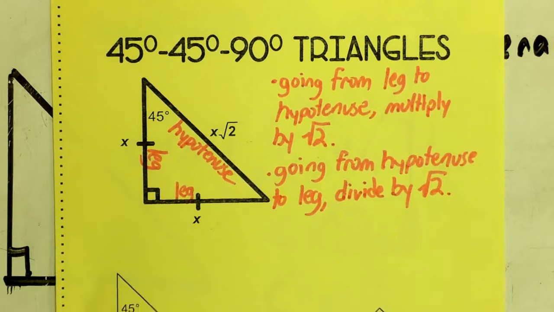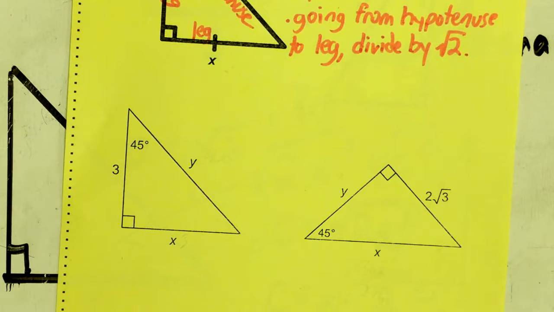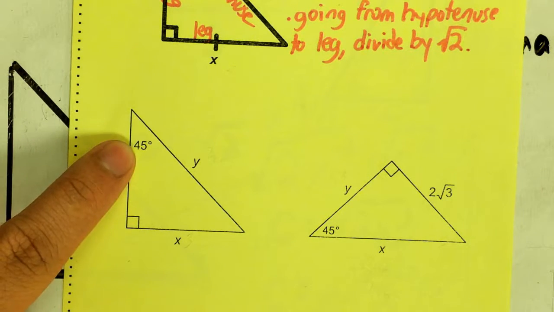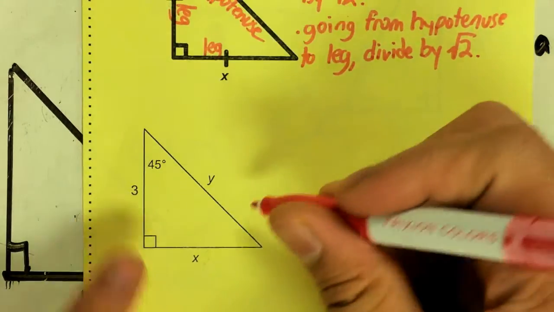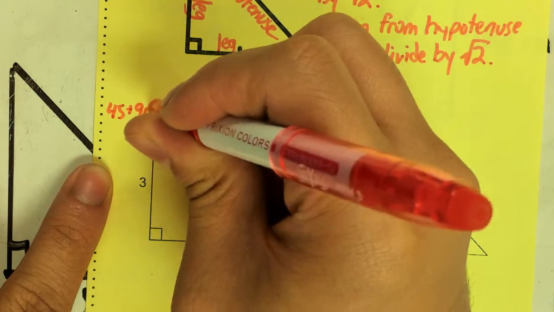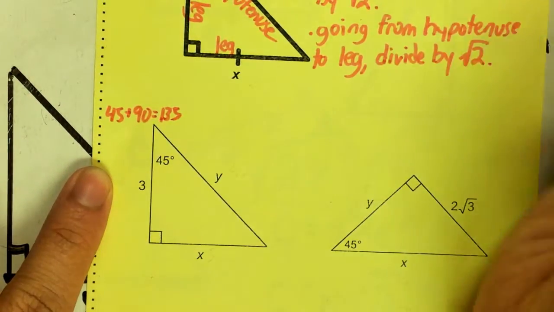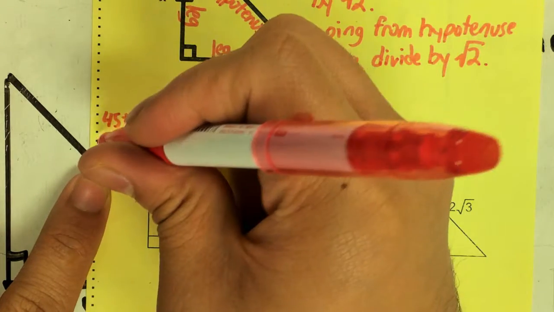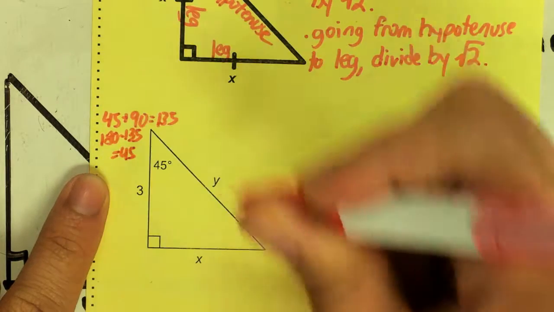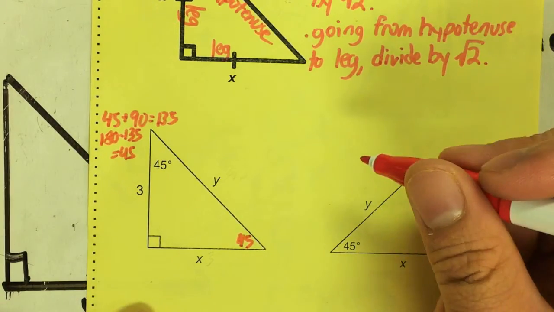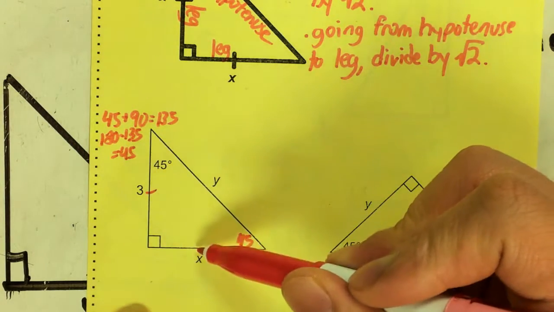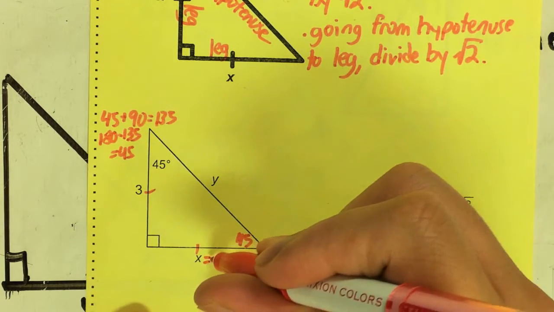Alright, now let's do some example problems. I'll start right here. This is a 45, that's a 90, so 45 plus 90 equals 135. I'm trying to solve for my missing angle over here. 180 minus 135 gets me 45. So this is a 45-45-90 triangle, which makes this side congruent with this side, which means x equals 3.